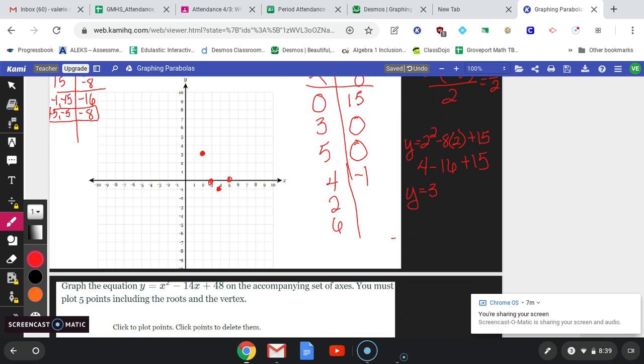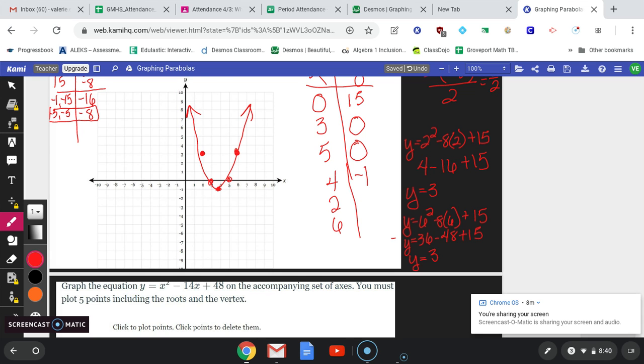Now we're going to plug 6 in. So y equals 6 squared minus 8 times 6. Sorry about that. Plus 15. So y equals 36 minus 48 plus 15. And y equals 3. So now I have my 5 points, and this will draw your parabola.